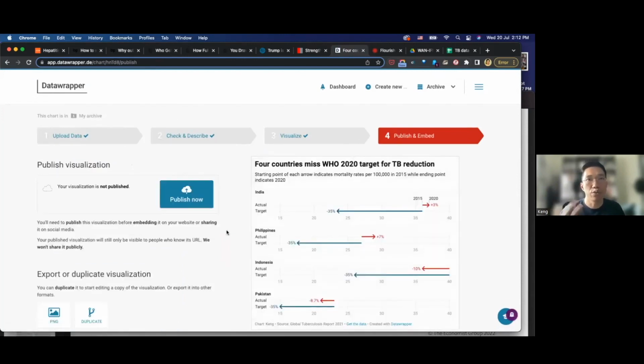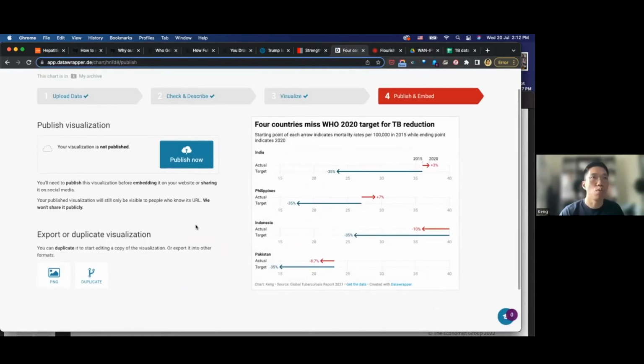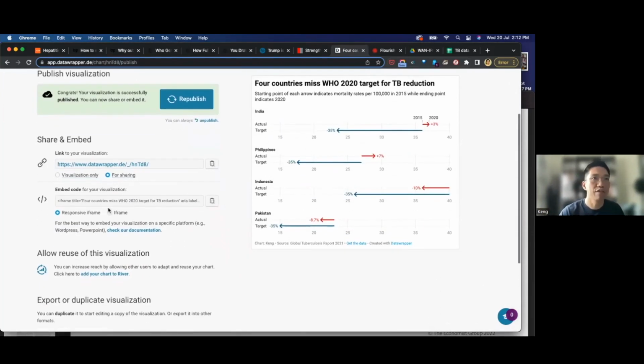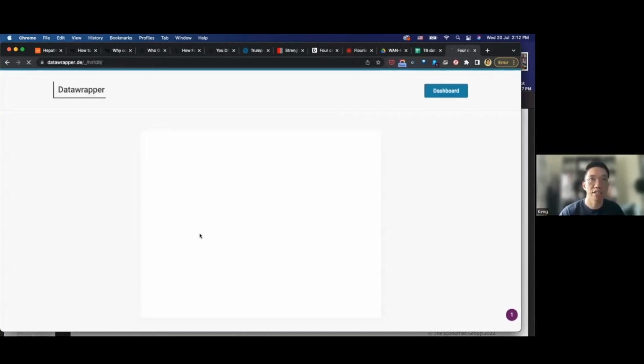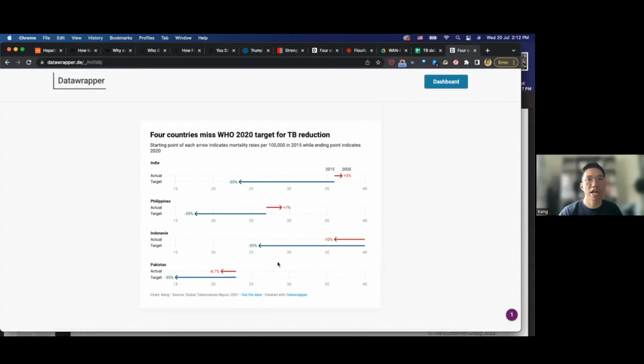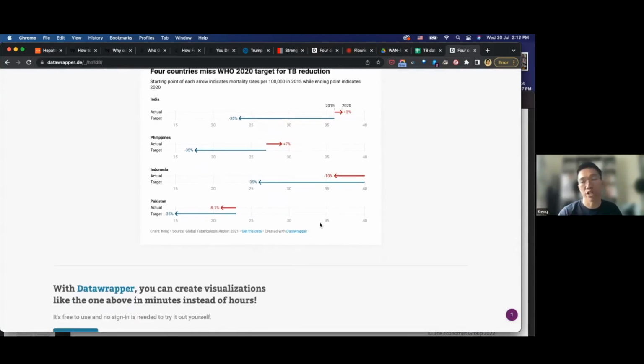So here, there are two ways that you can publish it. One, you have to click publish first. Okay, publish. Now it's live. There's a link for you to open the chart. This is good when you want to share it with your editors, with your colleagues, to show them that, hey, this is the chart I made. Have a look. Tell me if there's anything I should change.